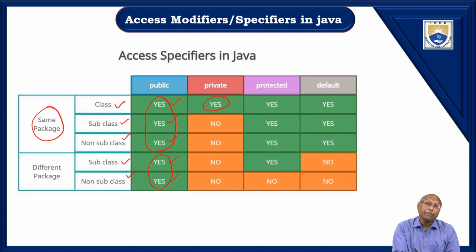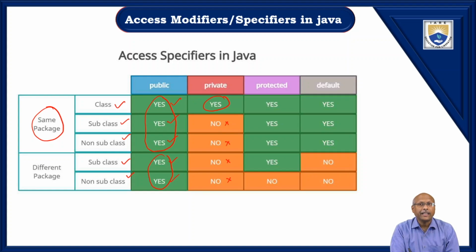Whereas if my data is private in a class, then I cannot access it in the subclass. Not possible. Similarly, non-subclass, private data I cannot access. So this private data you can access only in the same class. You cannot access it in the subclass or non-subclass. Similarly, if you go to another package, there also you cannot access. Similarly, in another package's non-subclass, there also you cannot access. So private data can be accessed within the same class only.